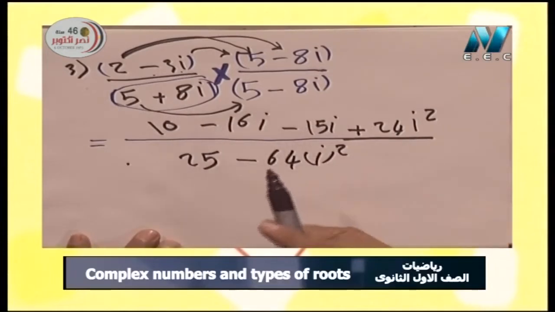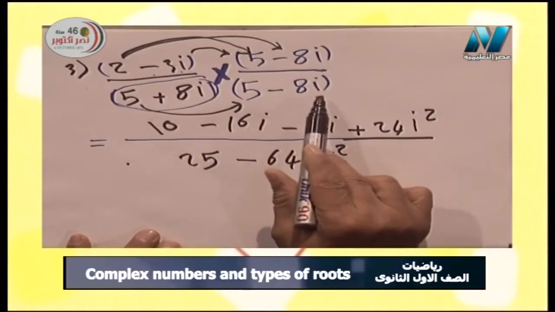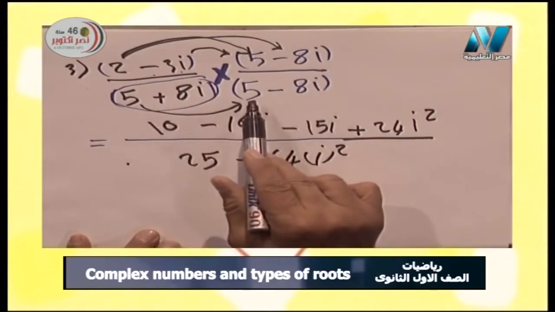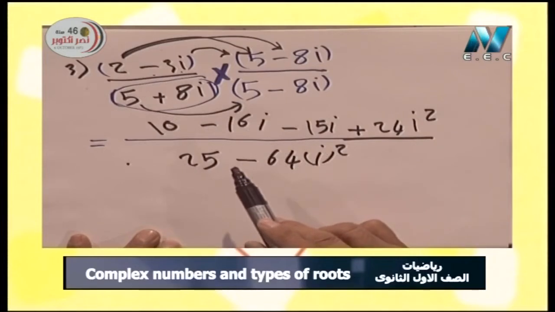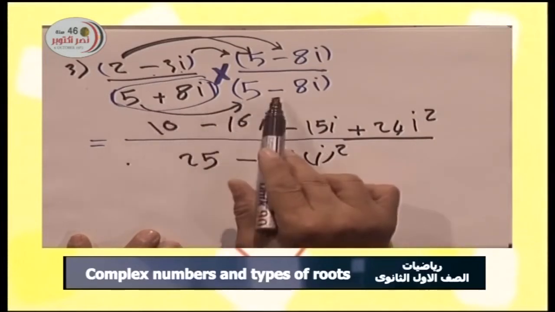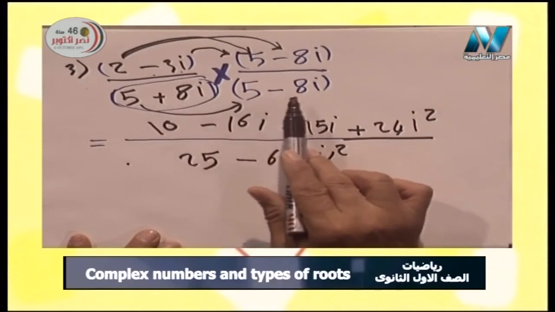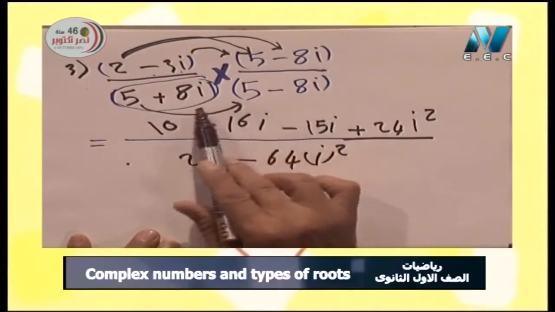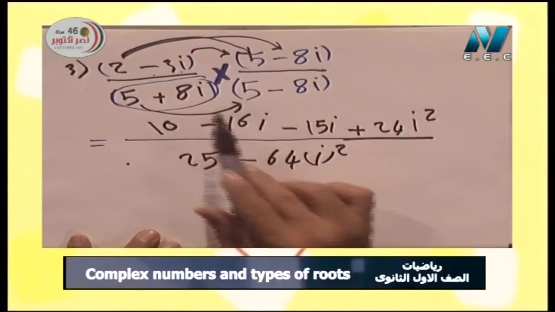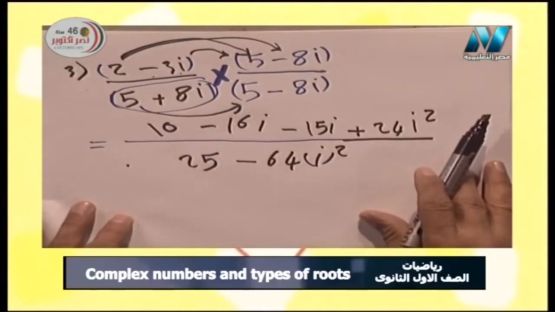Why do we not try 5 times negative 8i, and 8i times 5? Because the sum will be 0. Because they are a difference of two squares. 5 plus 8i multiplied by 5 minus 8i is a difference of two squares, so the middle part will be 0.